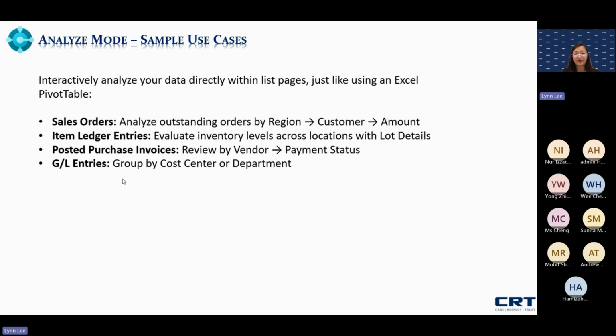The last one, which is very useful for most companies, is analyzing your GL entry. For the GL entry, in grouping for example, you can group by your cost center or by your department, especially for your expense accounts. For expense accounts, you can see which department the expenses for your GL belong to. So you can easily use the analysis mode to help you. You no longer need to do your manual job in Excel.